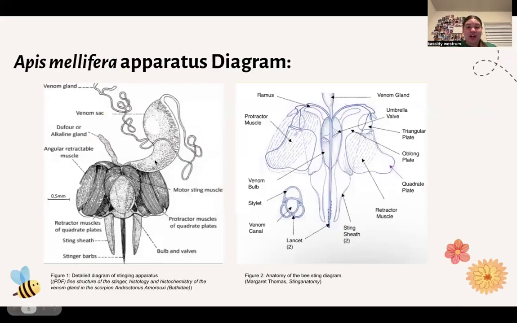And here are diagrams of the honeybee Apis mellifera apparatus. Here's the venom gland and the venom sac and all of the other things. Here's the sting sheath, the sting, and this is a very good representation of what the venom apparatus, the sting apparatus, looks like.